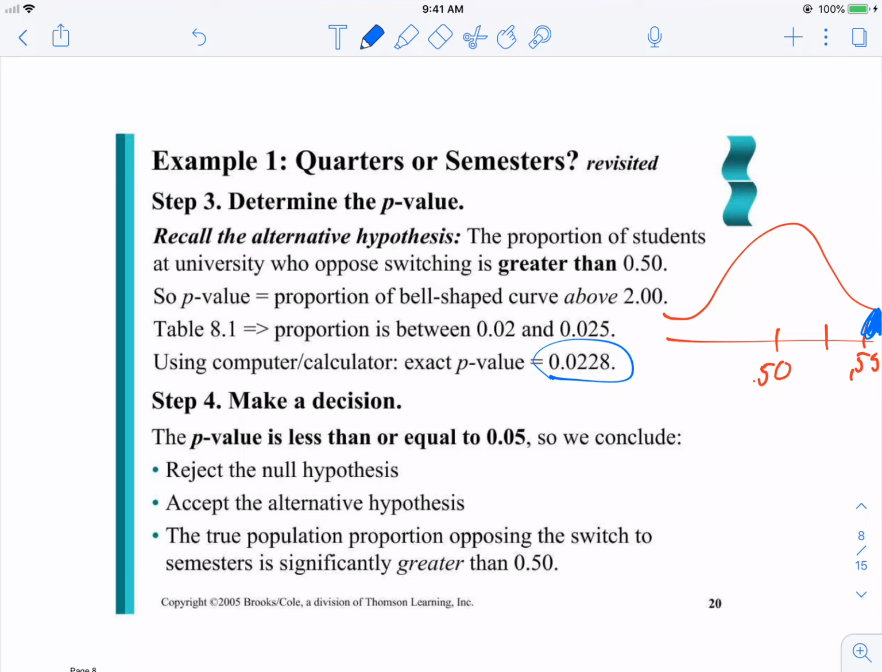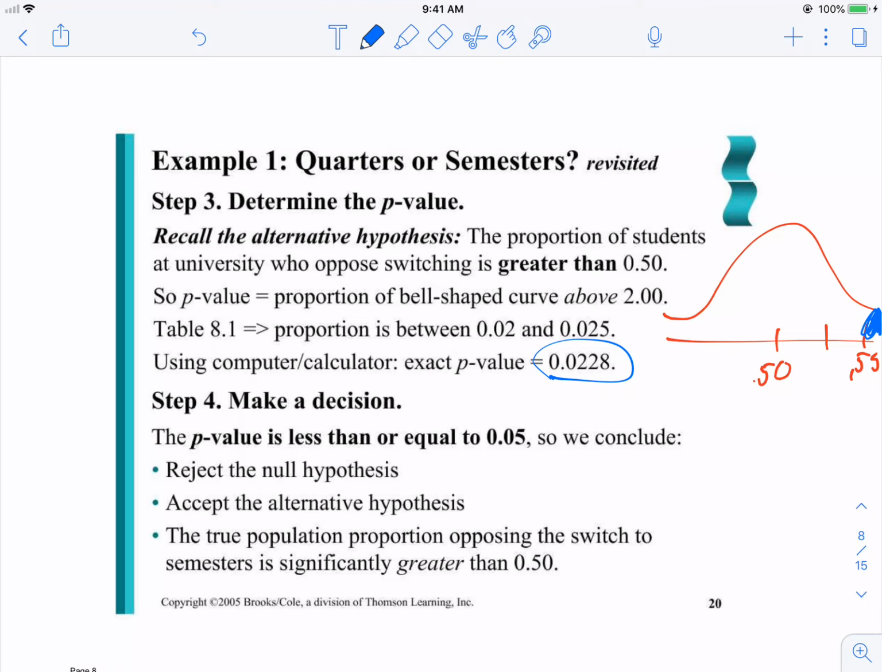We care about what is above. So you have to do 1 minus that 98%, 97%, and you get this, 0.0228. This is our p-value. Okay? It is less than 0.05. And this is a one-sided alternative hypothesis. So that is our p-value.